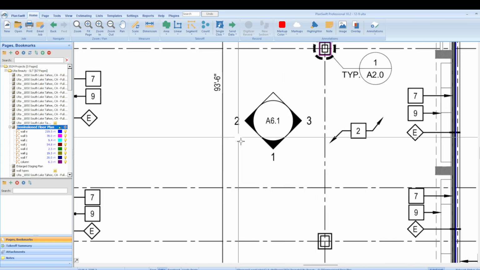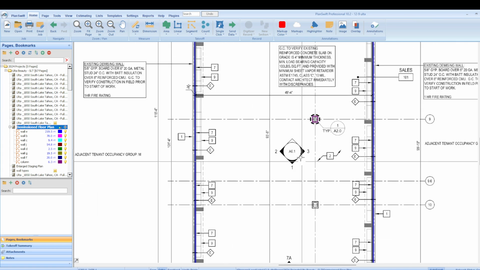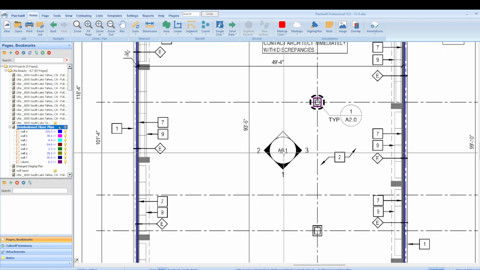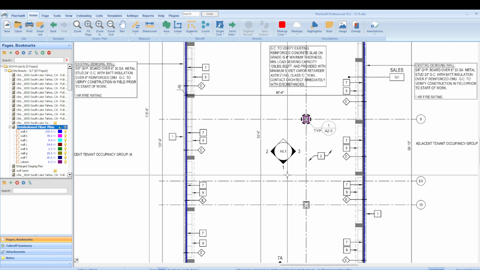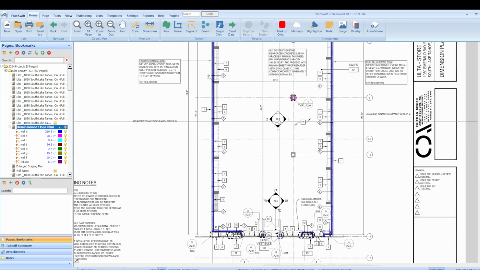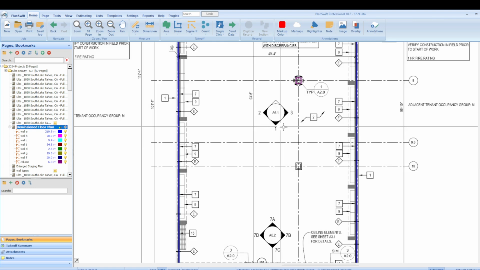All of these symbols mean something. This is an interior elevation marker, meaning if I look at image number 1 on this page, it'll tell me all the finishes in the direction that the arrow is pointing.